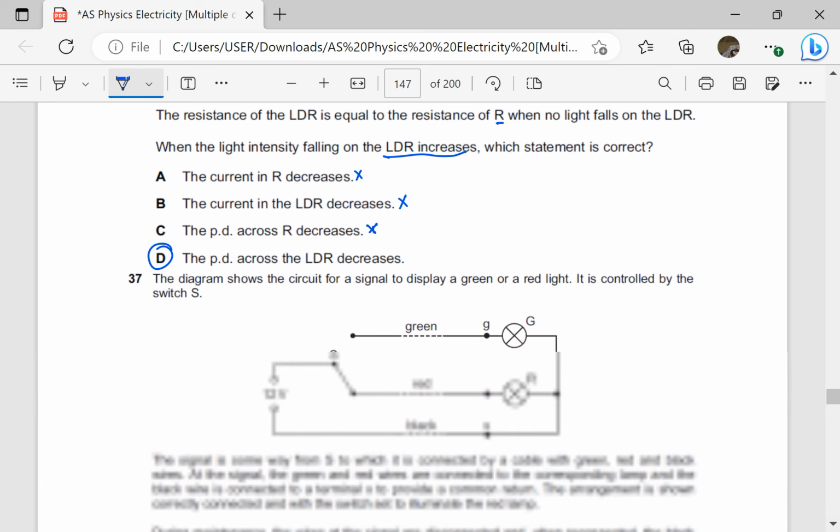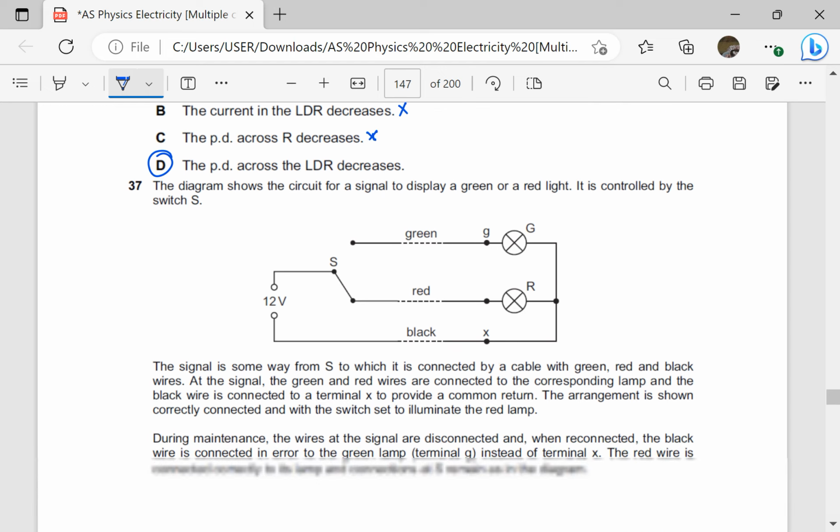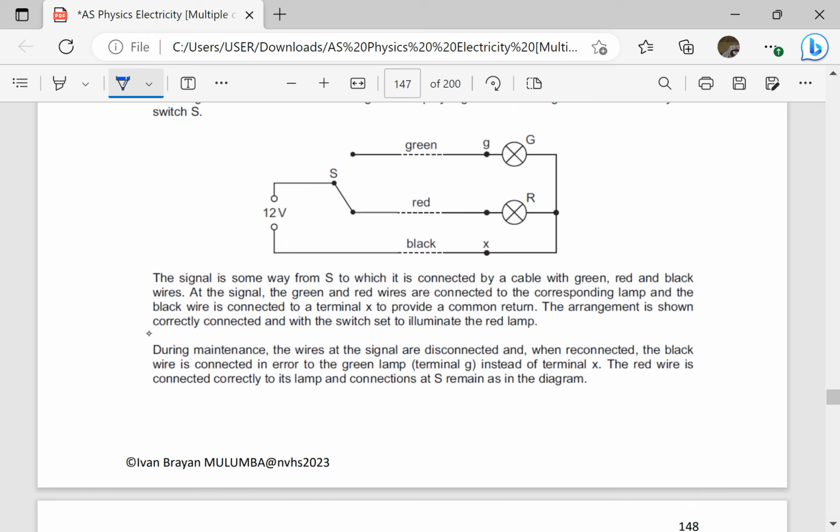The diagram shows the circuit for a signal to display a green or a red light. It is controlled by the switch S. The signal is somewhere away from S, to which it is connected by a cable with a green, red, and black wire. At the signal, the green and red wires are connected to the corresponding lamp, and the black wire is connected to a terminal X to provide a common return. The arrangement is shown correctly connected and with the switch set to illuminate the red lamp. So the switch is set to make the red lamp light.